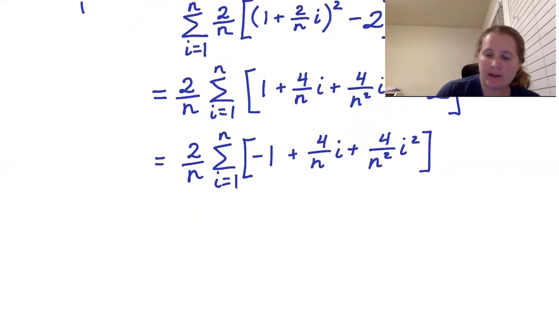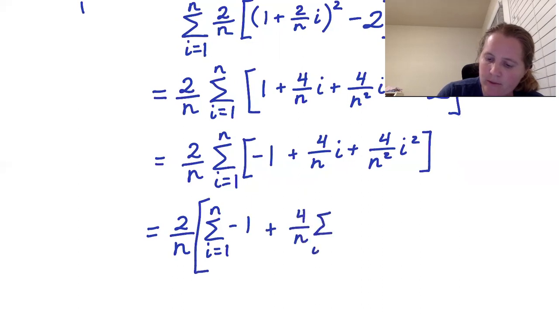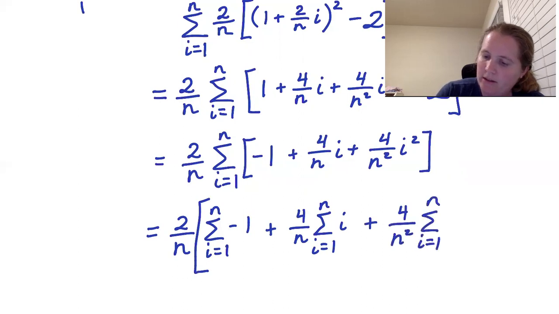This sum we know how to take. So the first piece, we're just looking at the sum from i equals 1 to n of negative 1. Then we have 4 over n times the sum from i equals 1 to n of i. And then we're adding 4 over n squared times the sum from i equals 1 to n of i squared.